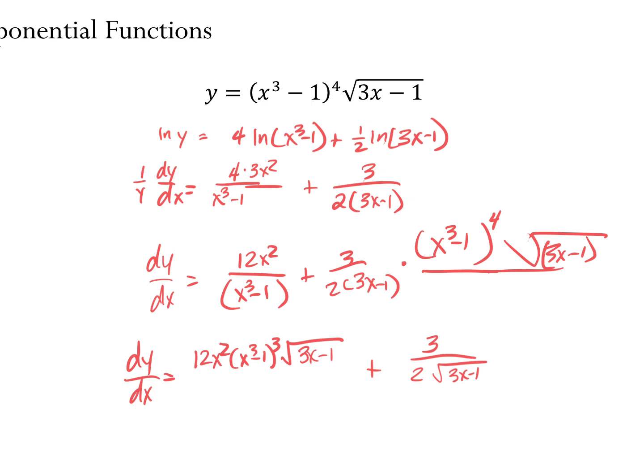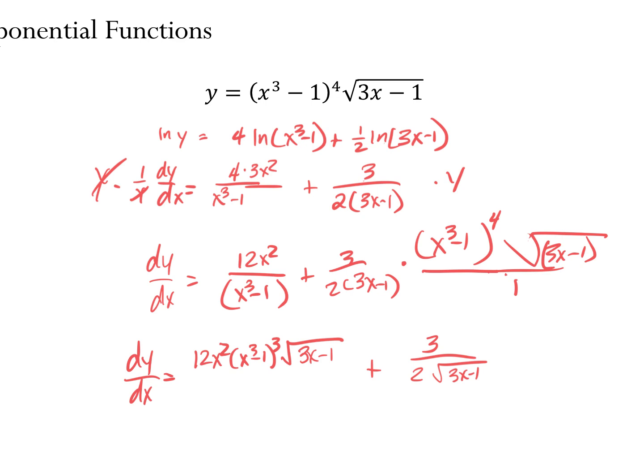Did you get something similar to this or no? On the left, but not on the right. I got the first half, but the second half is wonky. Why is there no x cubed minus 1 to the fourth on the top of your fraction? Because this was me multiplying by y. I would do times y times y.